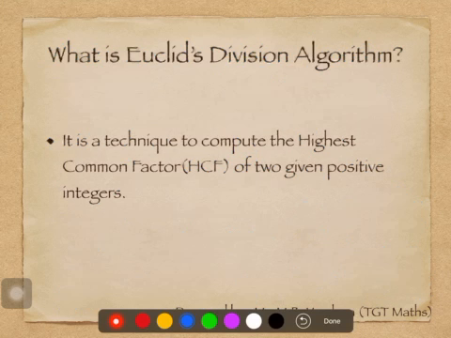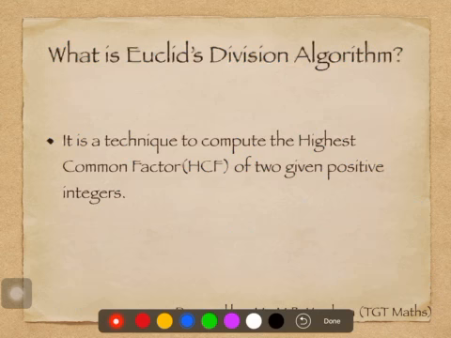Now we go to Euclid's division algorithm. What is Euclid's division algorithm? We have already heard that it is a technique. For what is this technique used?